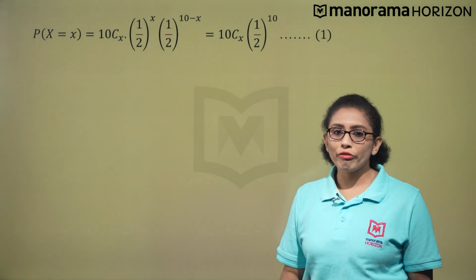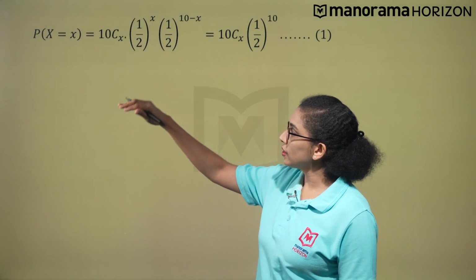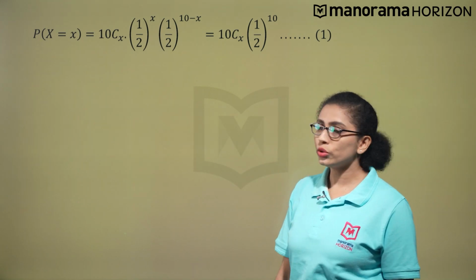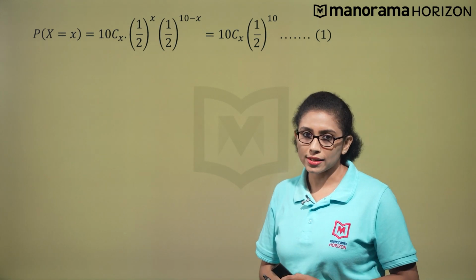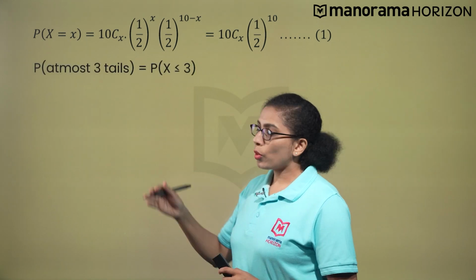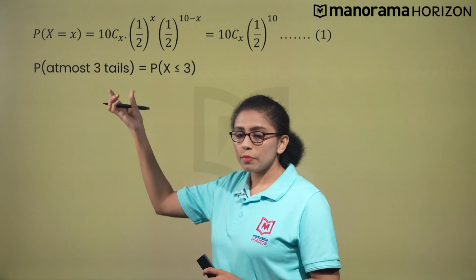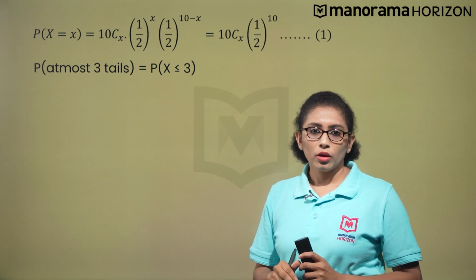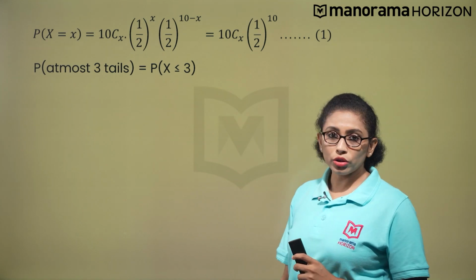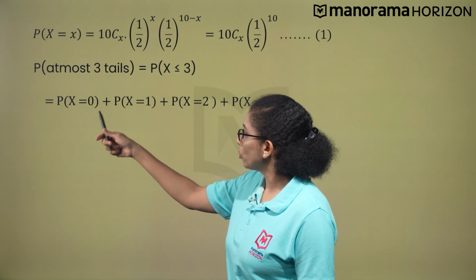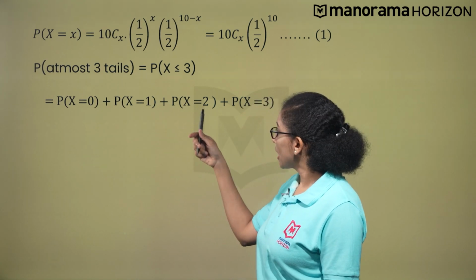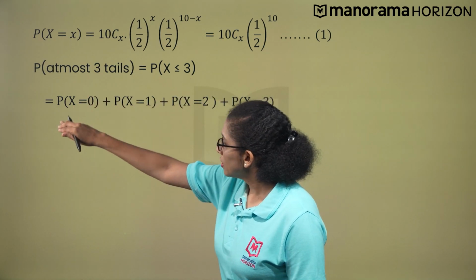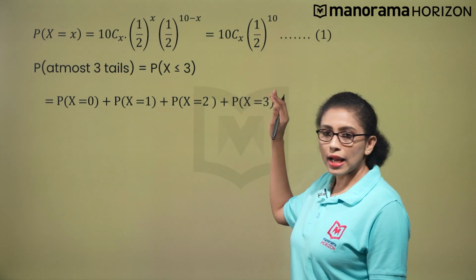So, substituting the values in the equation, that is 10Cx (1 by 2) raised to x into (1 by 2) the whole raised to 10 minus x. Now, the probability of getting at most 3 tails means what? P of x less than or equal to 3. Now, what is P of x less than or equal to 3? That is P of x is equal to 0, P of x is equal to 1, P of x is equal to 2, P of x is equal to 3. That means probability of getting 0 tail, 1 tail, 2 tail and 3 tail.